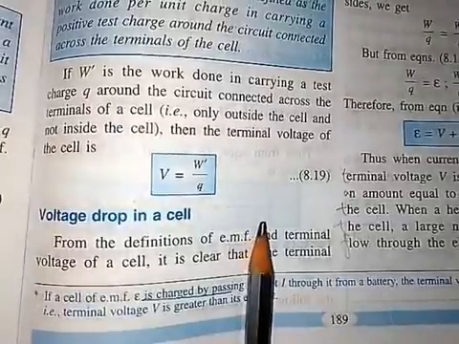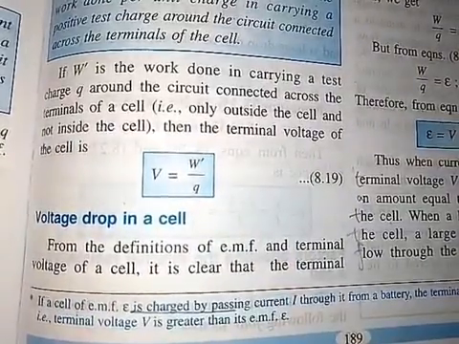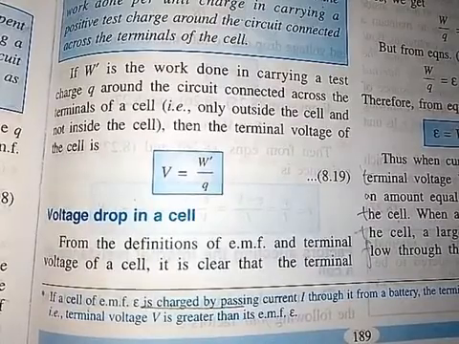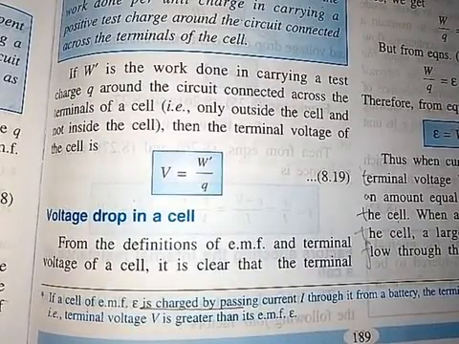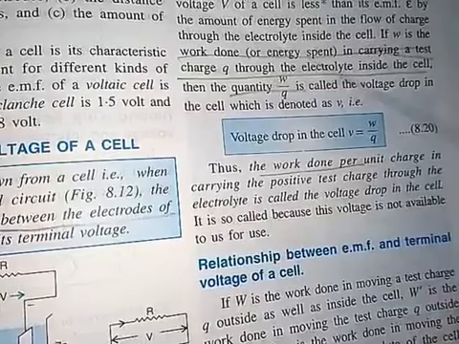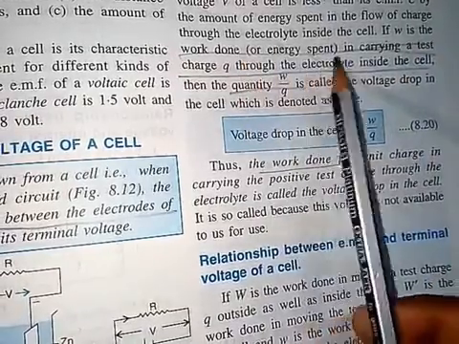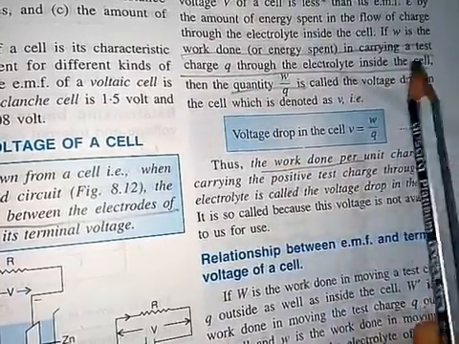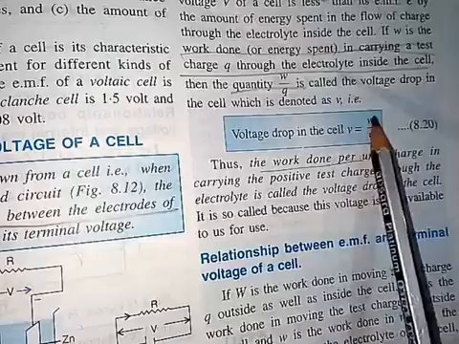Voltage drop in a cell. We know that the terminal voltage is always less than the EMF of the cell, since some amount of energy is spent in the flow of charge through the electrolyte inside the cell. So if small w is the work done or energy spent in carrying a test charge Q through the electrolyte inside the cell, then the voltage drop in the cell, small v, equals small w upon Q.